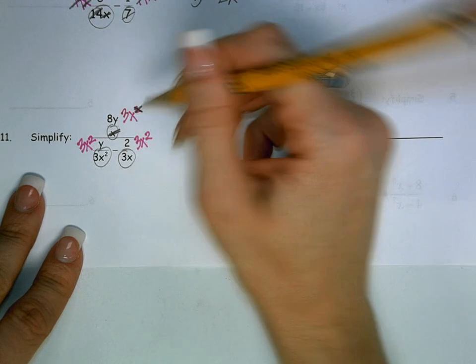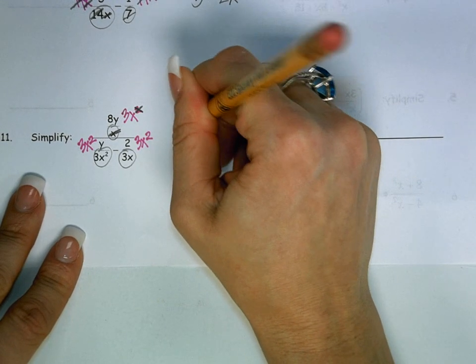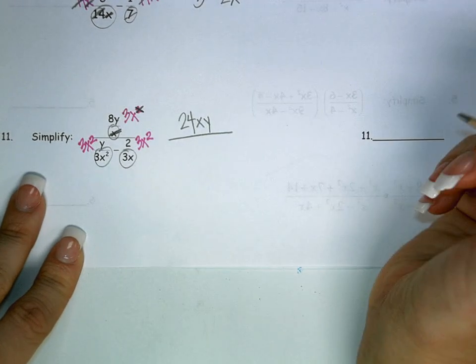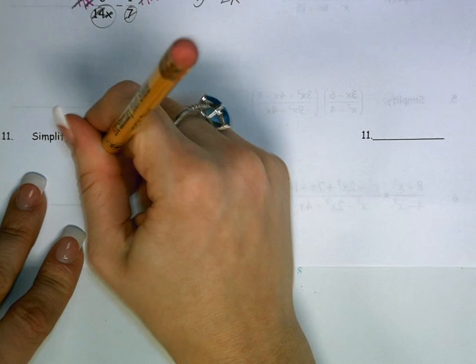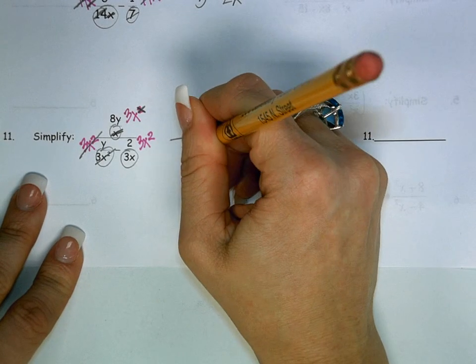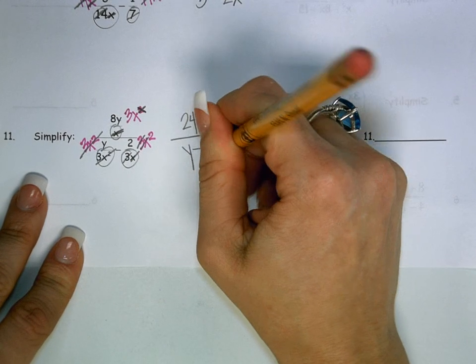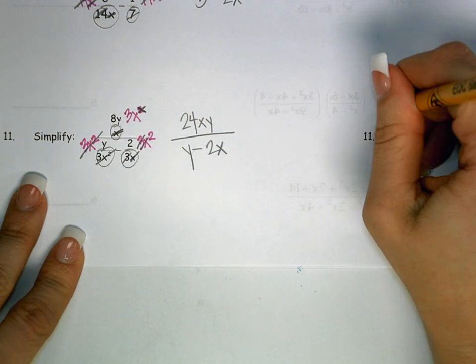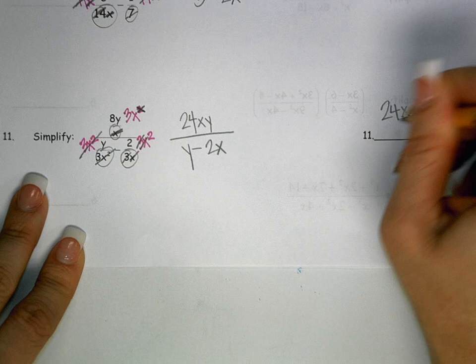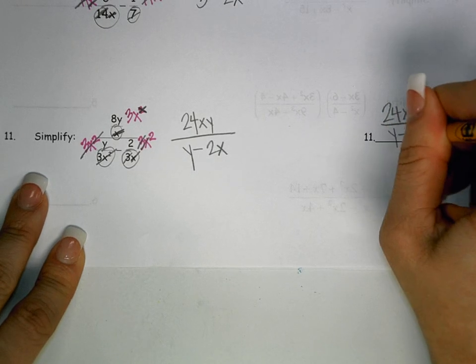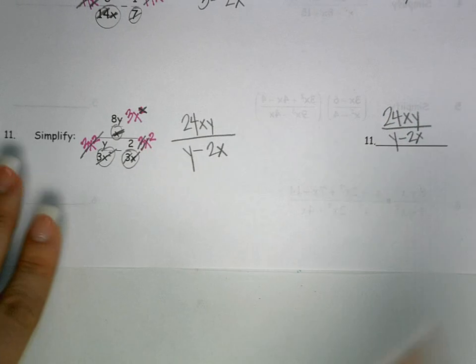So 8y times 3x gives you 24xy over, in the denominator everything cancels, so y minus, these reduce, 2x. So 24xy over y minus 2x.